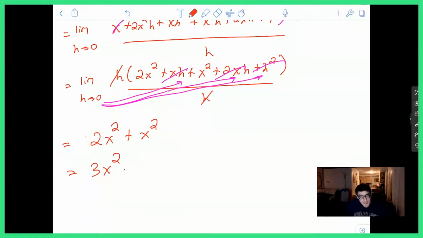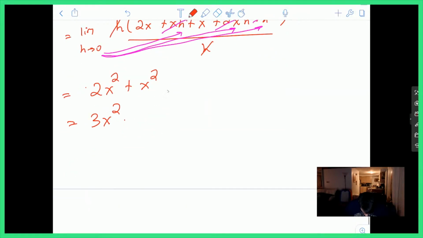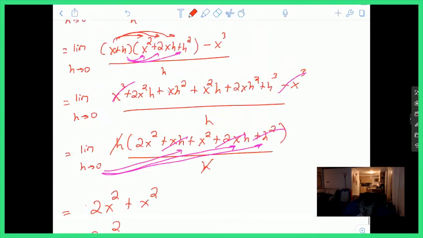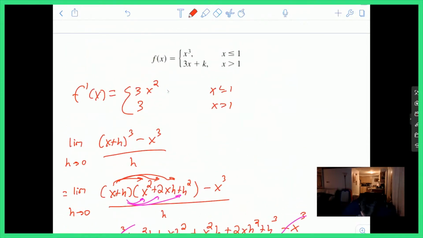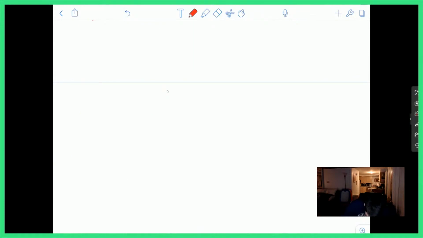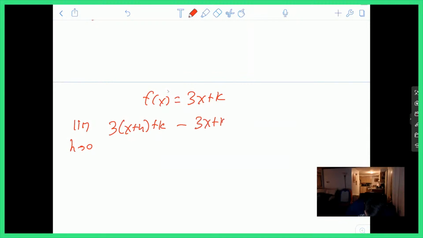Okay, and then let's just do the other one as well, just to get some practice. I'll probably need a fresh page. Ooh, I've already got a fresh page. So the other one is 3x plus k. So if f of x is 3x plus k, then the limit as h goes to 0 of 3 times x plus h plus k minus 3x plus k in parentheses all over h.